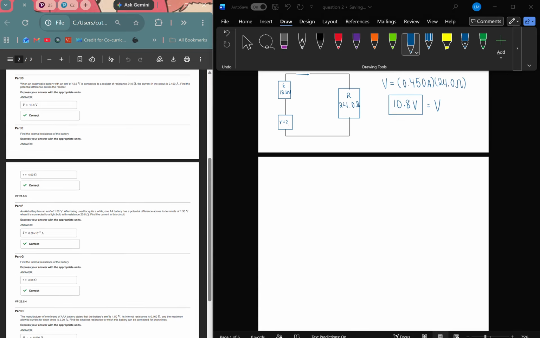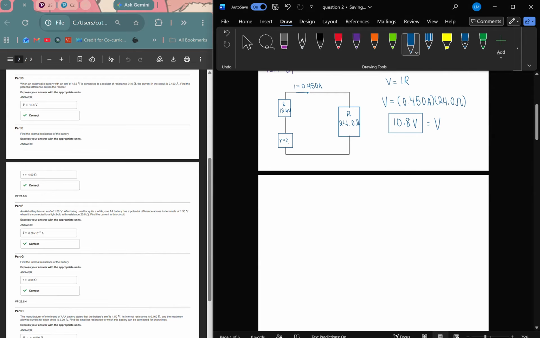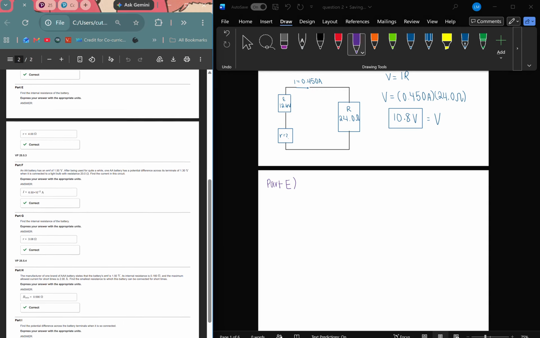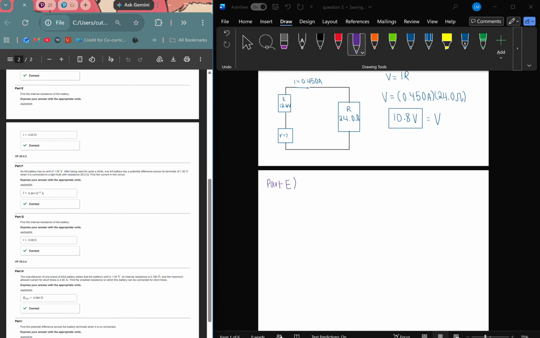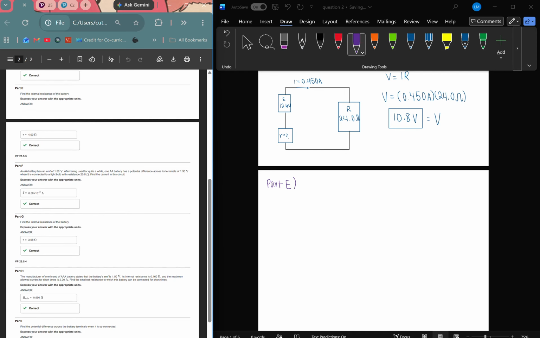Okay, now we're going to do part E. We're also using the same diagram as for part D, so I'm just going to put it a little bit up. Part E. Find the internal resistance of the battery. We're doing that question. So now, this is going to be really easy because we have mainly everything.